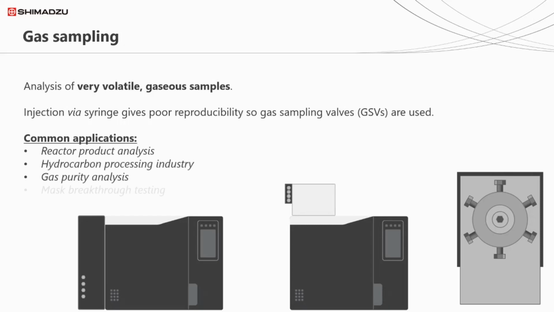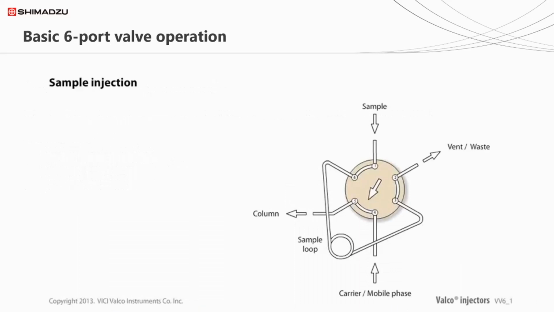Here's a list of some of the common applications. These include the analysis of reactor products, the analysis of gas content in the hydrocarbon processing industry, purity analysis of high purity gases such as your GC carrier gas, and also for breakthrough testing of gas masks for chemical warfare agents. Let's take a look at a video of how a basic 6-port sampling valve works.